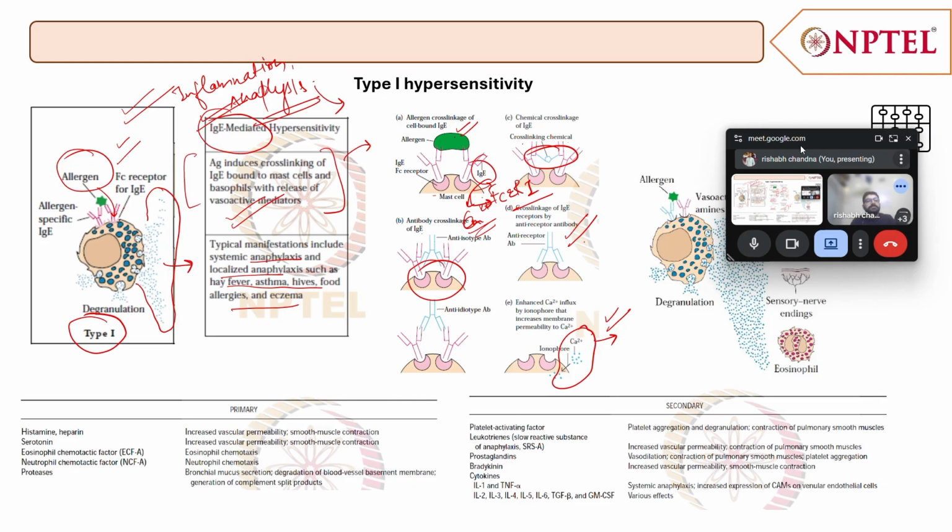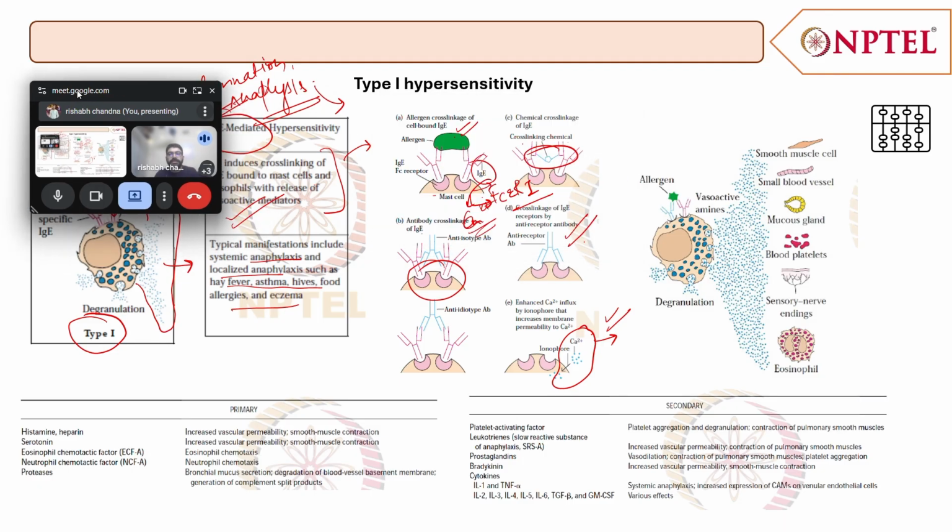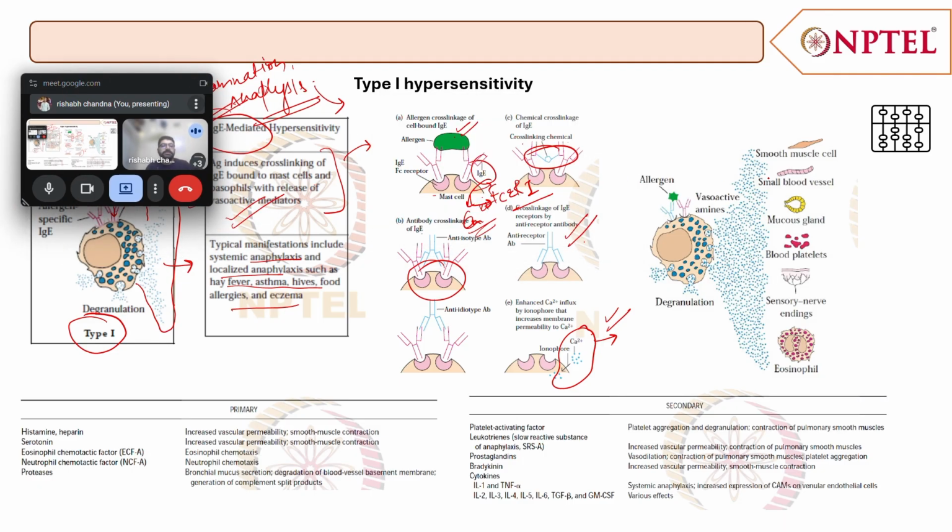Okay, this degranulation leads to activation of different molecules inside the tissue. For example, it activates smooth muscle cells, small blood vessels, the mucous glands to release mucus, blood platelets to actually constrict, sensory nerve endings, and eosinophils. Okay, so these release vasoactive amines. Okay, so these are the primary mediators.